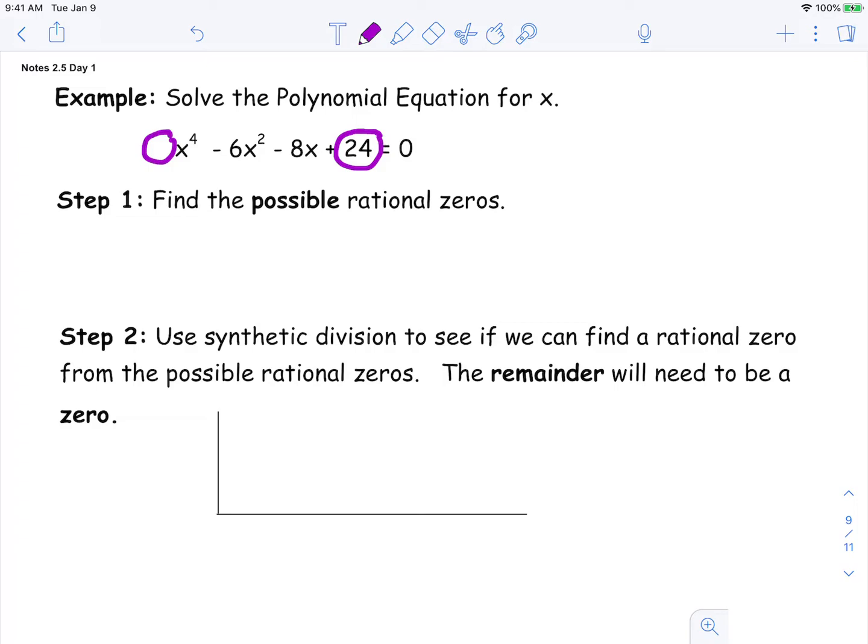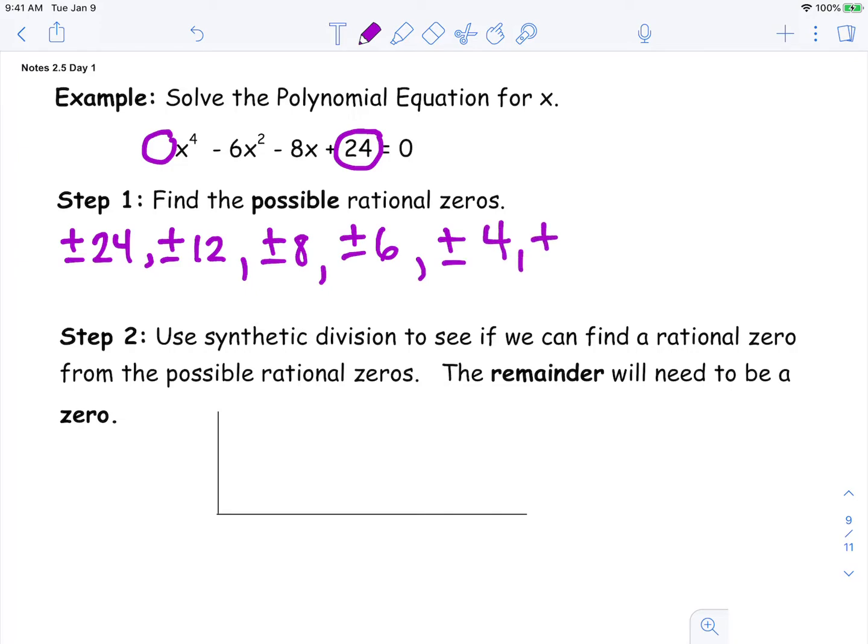So, listing out all the factors of 24. This gets pretty big. Plus or minus 24, plus or minus 12, plus or minus 8, plus or minus 6, plus or minus 4, plus or minus 3, plus or minus 2, plus or minus 1.